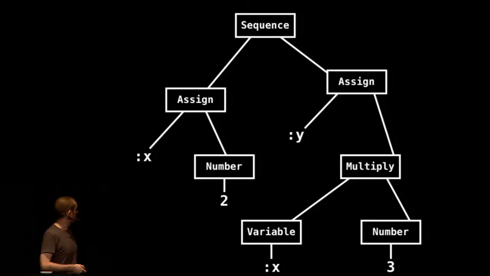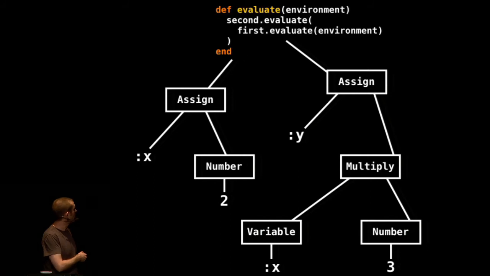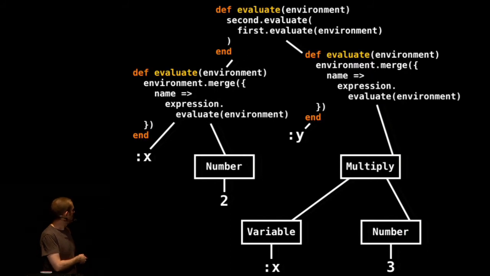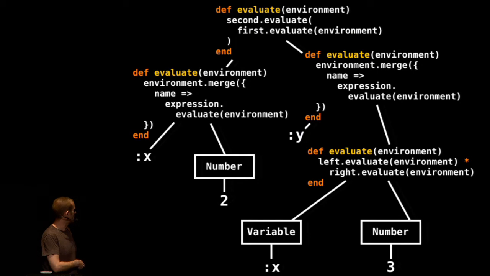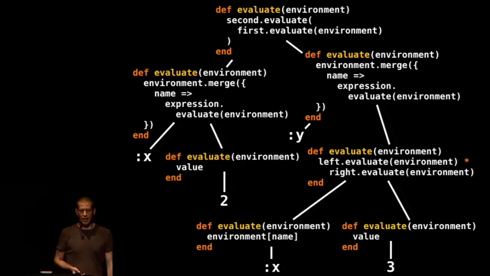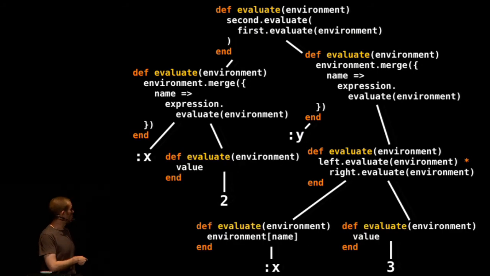But when you look at that abstract syntax tree, we've got definitions of evaluate for all of these classes. We know what evaluate looks like for sequences and for these assignments and for multiplication and for numbers and variables. And now we've got all of the information we need to partially evaluate all of this code. We can go through and say, OK, well, we know that the result of value here is going to be 2, and we know that the result of value here is going to be 3, and we know the result of this is going to be looking up x in the environment, so we can inline that code.